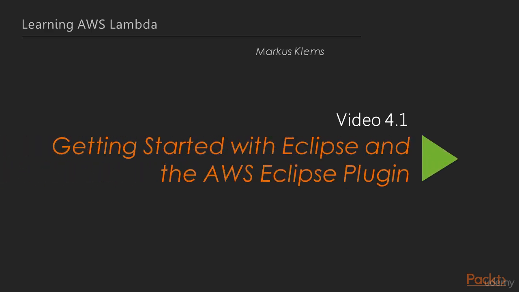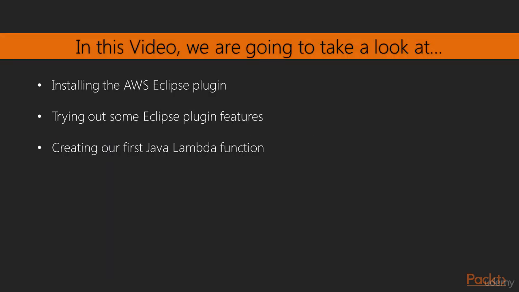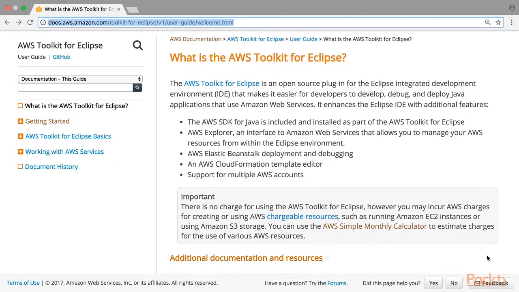Now let's move on to the first video, where we get started with Eclipse and the AWS Eclipse plugin. In this video, we are going to learn how to install the AWS Eclipse plugin. We will try out some of its features, and then we will use the plugin to create our first Java Lambda function. I'm here on the side of the AWS documentation, where you find more information about the AWS Toolkit for Eclipse, which is the open source plugin for the Eclipse IDE.